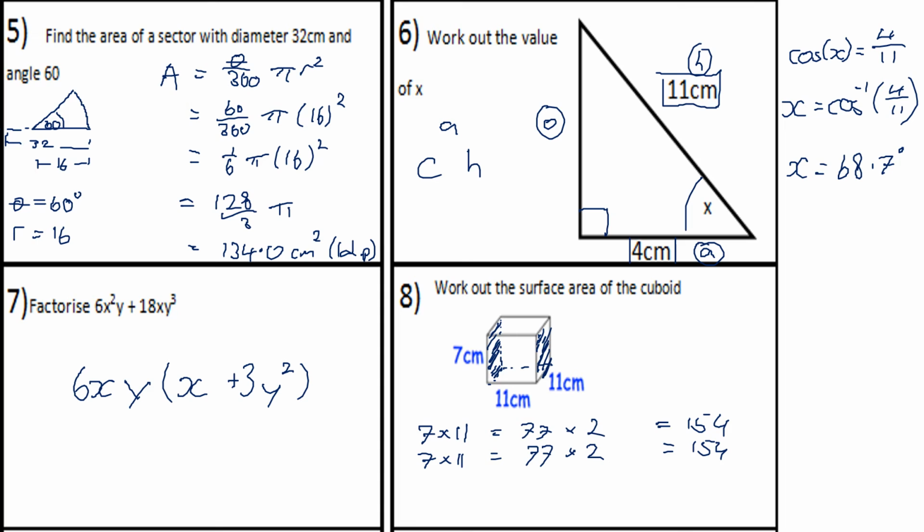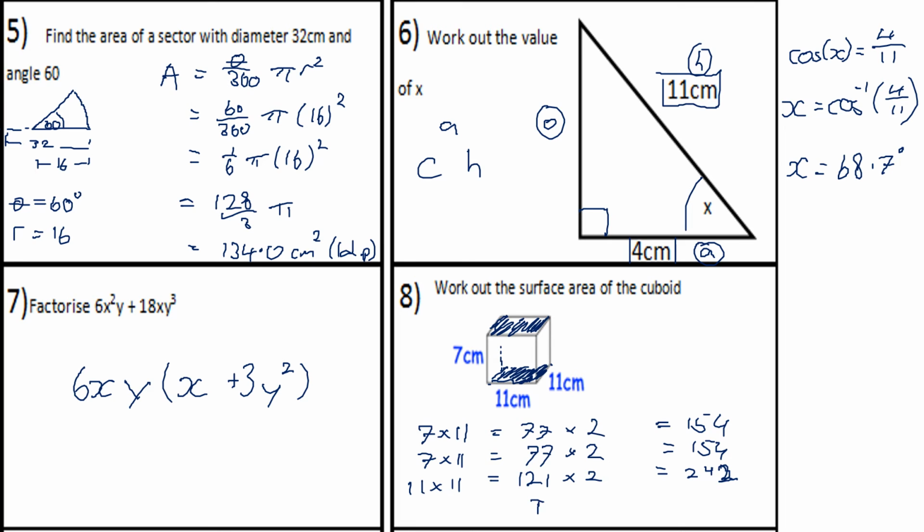Good, and finally what we need to do is our top and bottom. So we're going to work out this face and that face. This time we've got 11 times 11, so we get 121. And remember, we've got two faces, we're going to double it. So we've got 242.